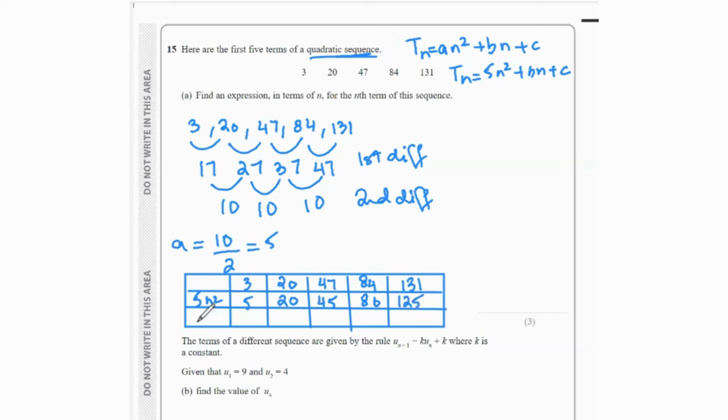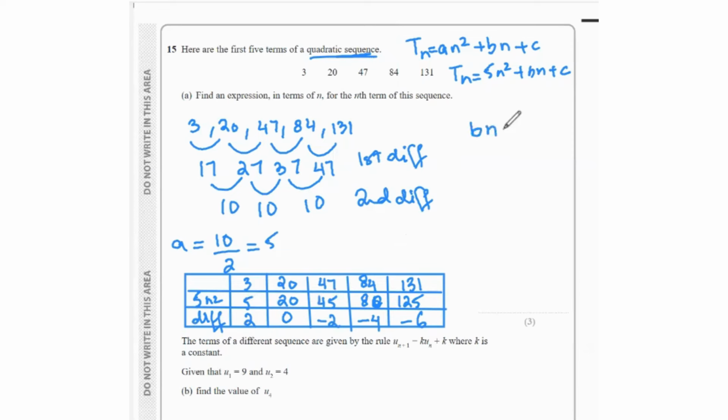So now you find the difference of these terms. For this, 5 minus 3 is 2. 20 minus 20 is 0. 45 minus 47 is negative 2. 80 minus 84 is negative 4. And 125 minus 131 is negative 6. So as you can see, we're decreasing by 2 as we go from 2 to negative 6.